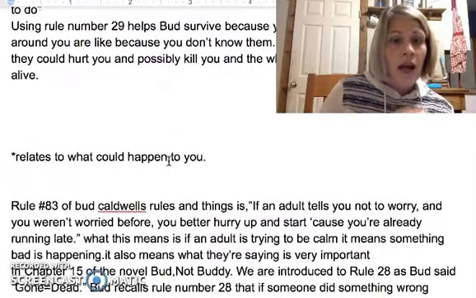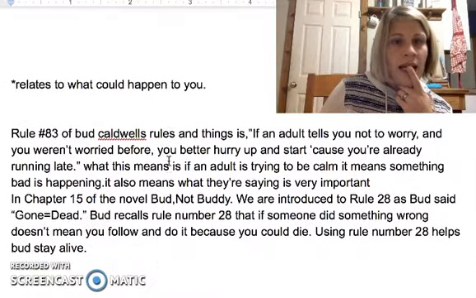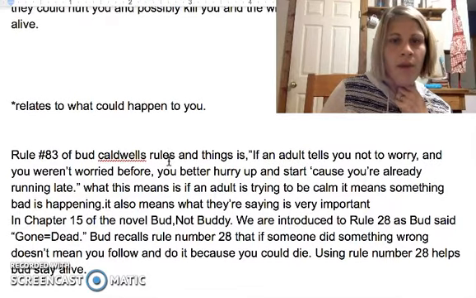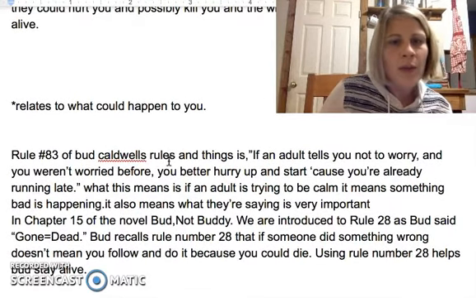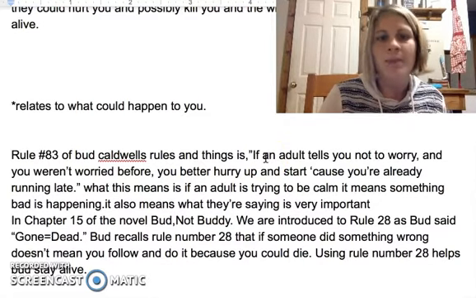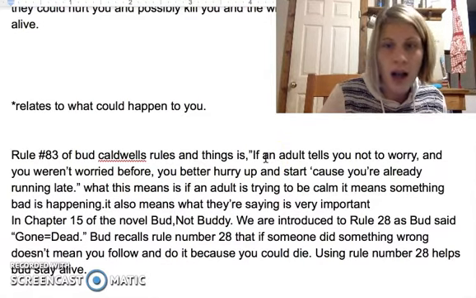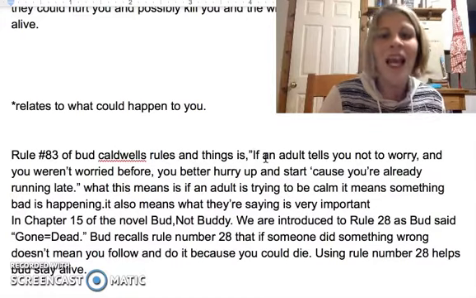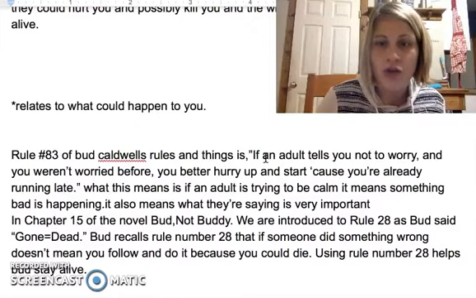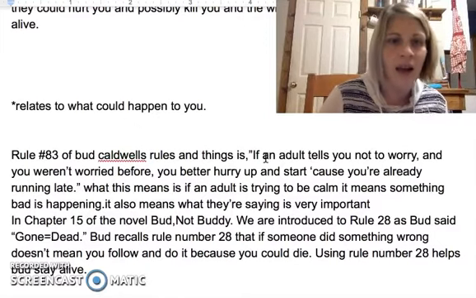All right. Rule 83, this is the last one, an example of what we can learn from. "Rule number 83 of Bud Caldwell's Rules and Things is, if an adult tells you not to worry and you weren't worried before, you better hurry up and start because you're already running late." What this means is if an adult is trying to be calm, it means something bad is happening. It also means what they're saying is very important. In chapter 15 of the novel, Bud, Not Buddy, we are introduced to Rule 28. As Bud said, gone equals dead.